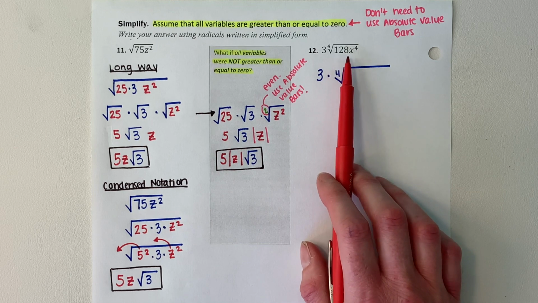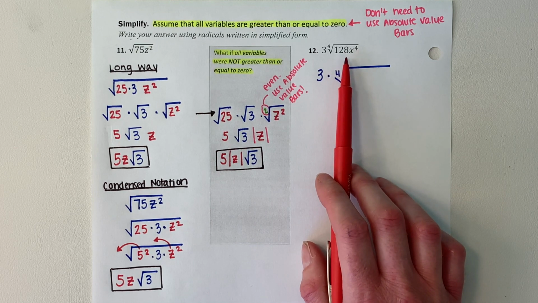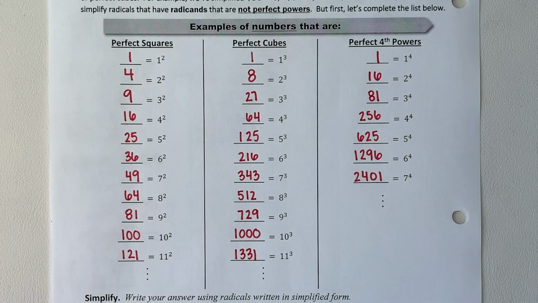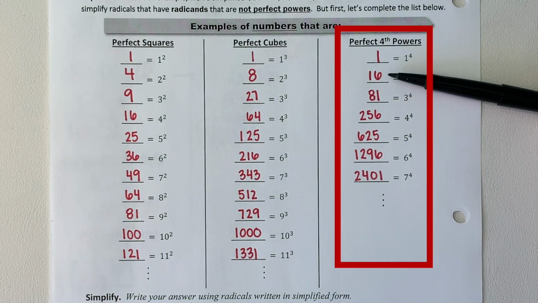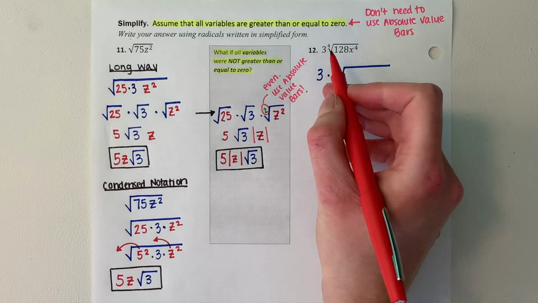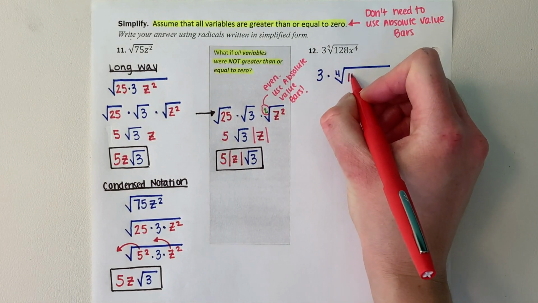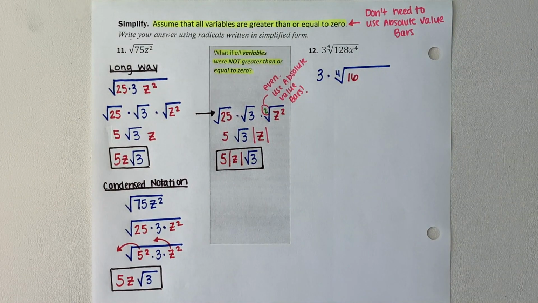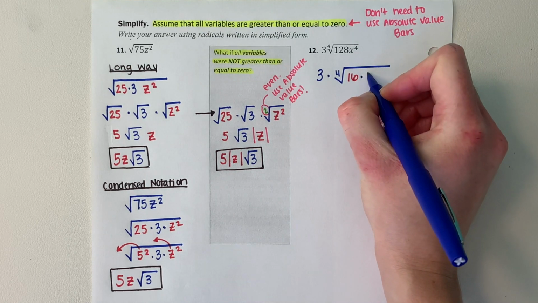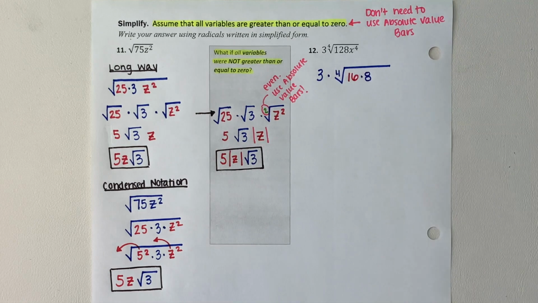So since 128 is not a perfect fourth, we have to find the largest perfect fourth that multiplies evenly into 128. Let's look at our chart here. 16 is the largest perfect fourth that multiplies evenly into 128. So we need to rewrite 128 as 16 times some number. And if you take 128 divided by 16, you get 8. So that means that 16 times 8 gives us 128.